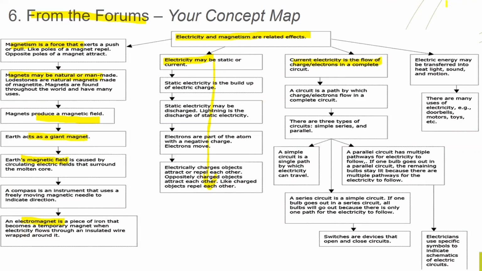Okay, current electricity, we can then start to break it down into the different types of circuits. And what is a simple circuit? What is a parallel circuit? How do they function? How do we know the difference? What happens if there's an energy block in a parallel circuit? Will we still have light? A series circuit is a simple circuit. We can then talk about switches and we can then talk about the use of electricity around the home.